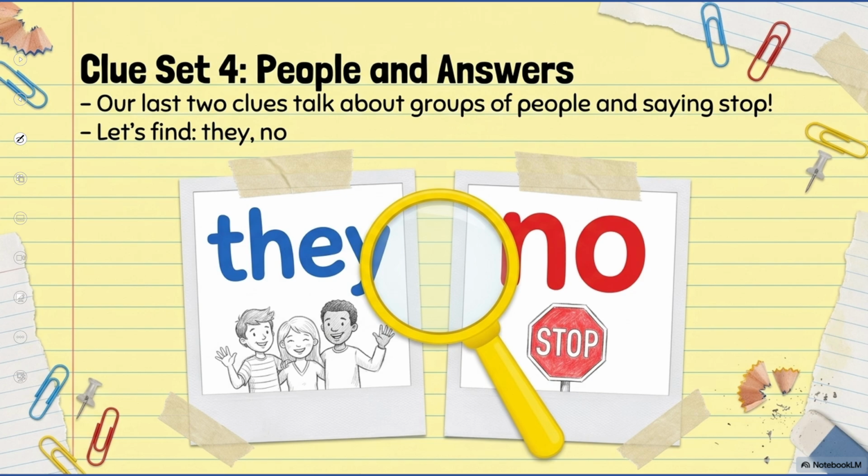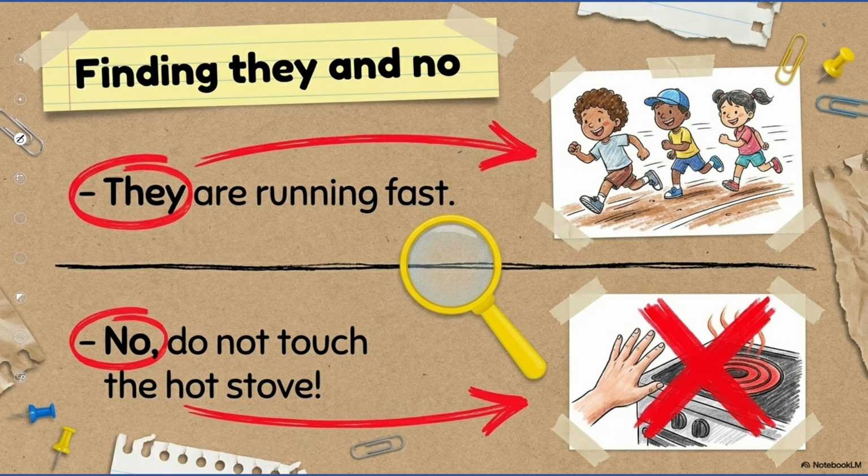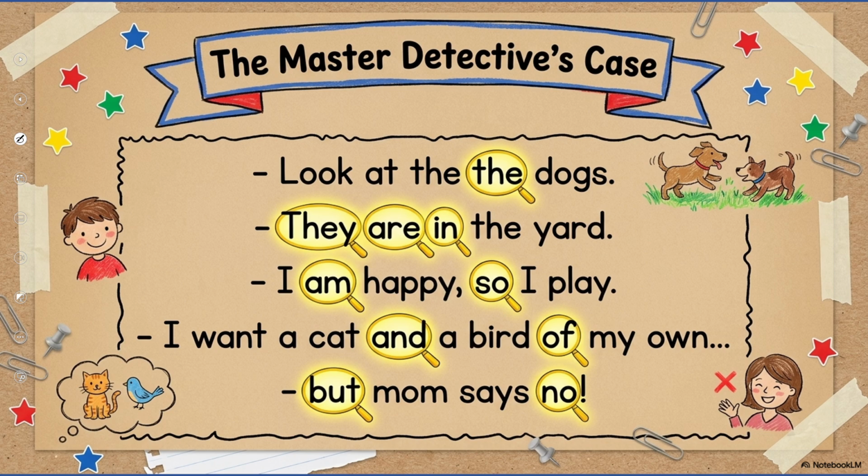Now the other type is for the people and answer. For example, they and no. You know, no is an answer and they points towards the group of people. They are already here. They, no are a group of very common words.